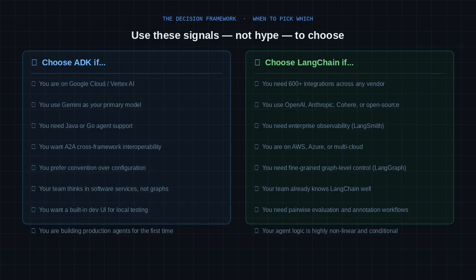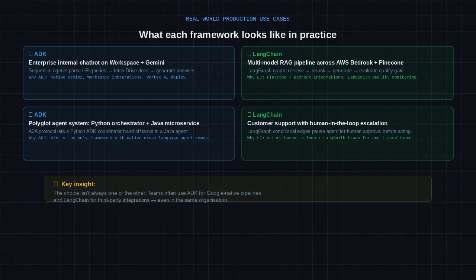In production, the choice becomes clear quickly. An enterprise chatbot on Google Workspace with Gemini? ADK. Native integrations. Vertex AI deployment. A multi-model RAG pipeline on AWS Bedrock and Pinecone? LangChain. Those integrations simply don't exist natively in ADK. A polyglot system where a Python orchestrator hands off to a Java microservice? Only ADK supports that via A2A.